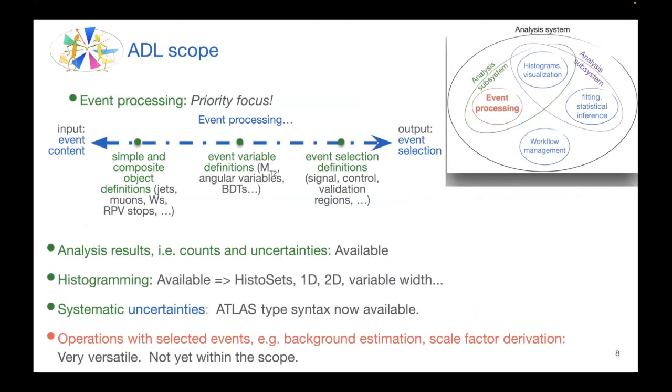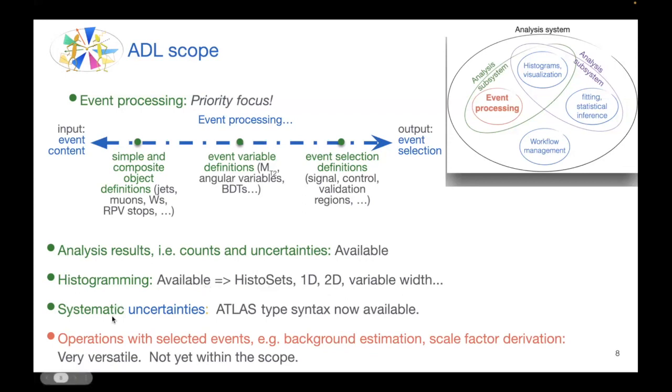Initially, we focused on event processing, and then later on, we added the histograms and visualization. That means we are more or less able to do a selection on simple and composite objects, define event variables, and based on these, do an event selection for the signal, control and validation regions. Histogramming, I'm going to say that it is available after our latest additions. One and two dimensional histograms, variable width, and a set of histograms were all added recently.